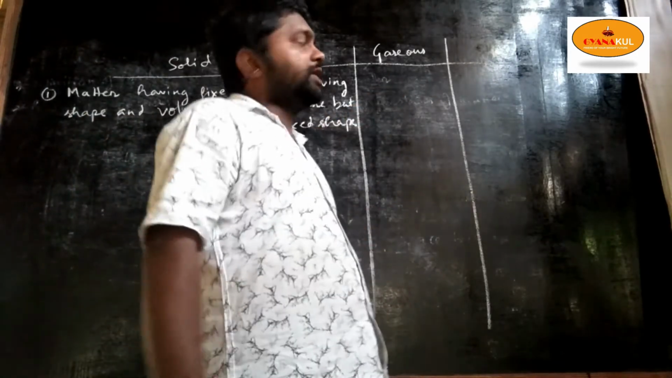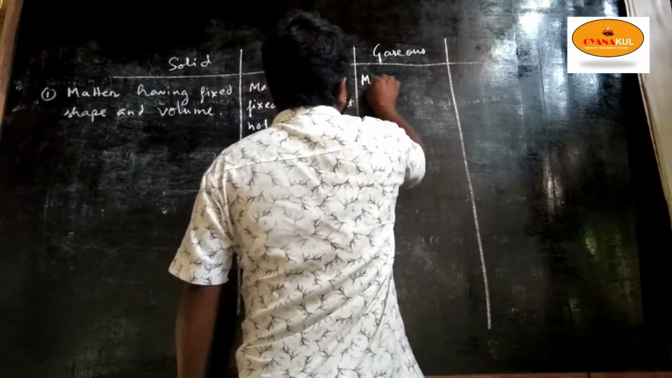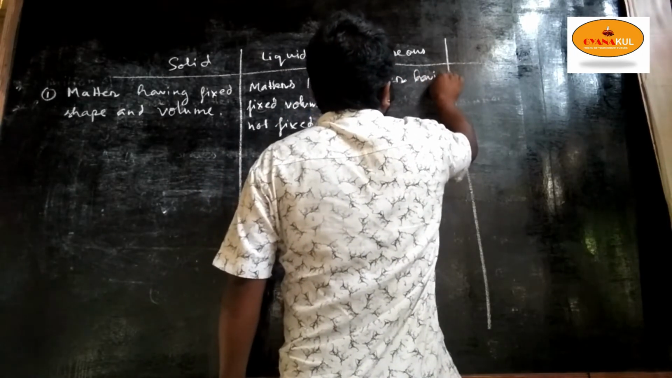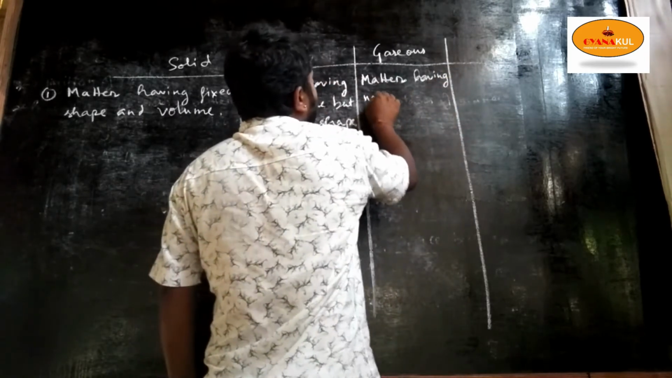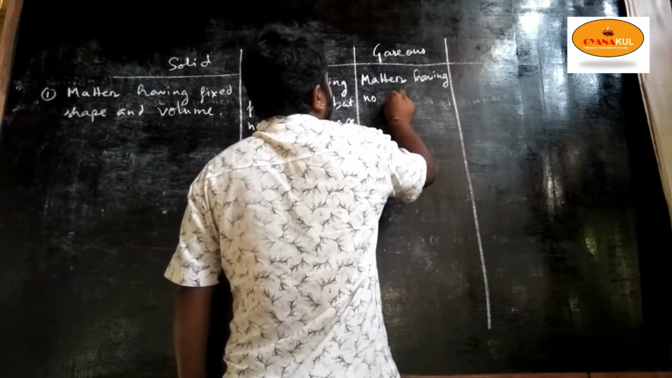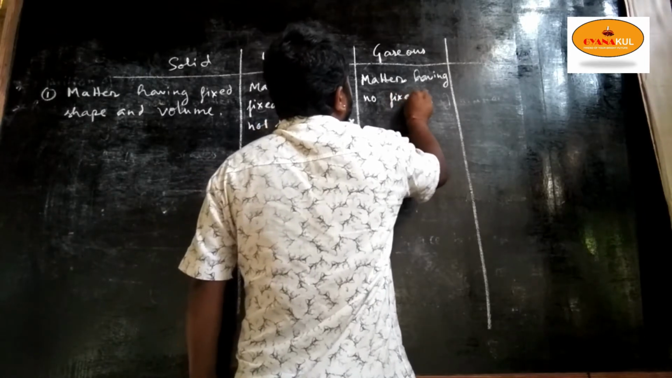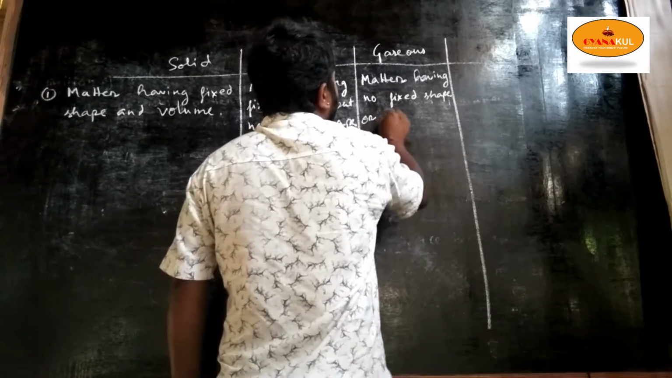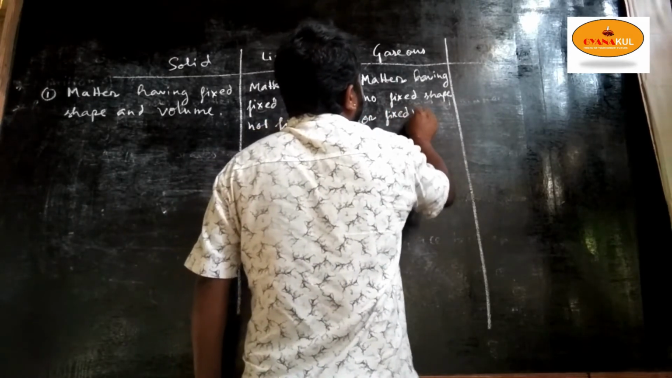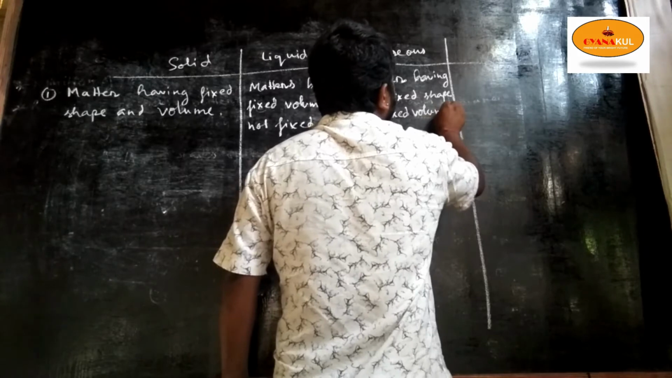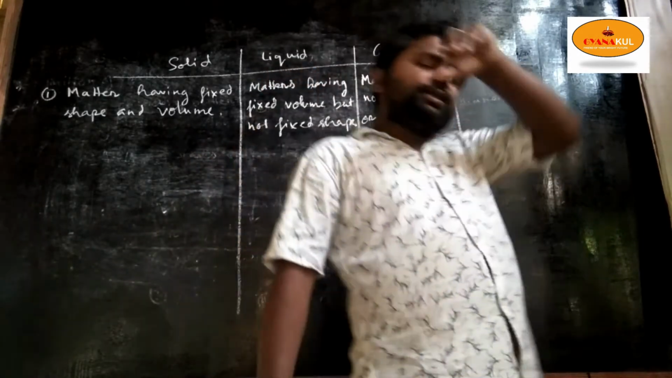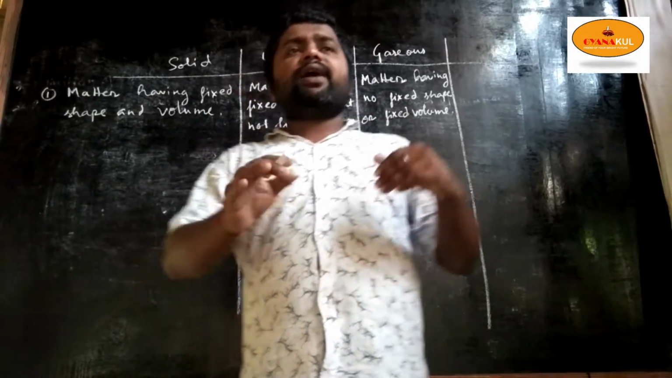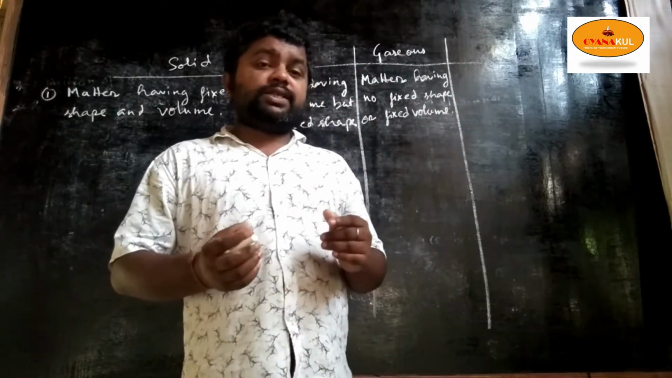Next, gaseous states are the matter having no fixed shape or fixed volume. Gases are an interesting matter, because they do not have fixed shape and they do not have fixed volume.